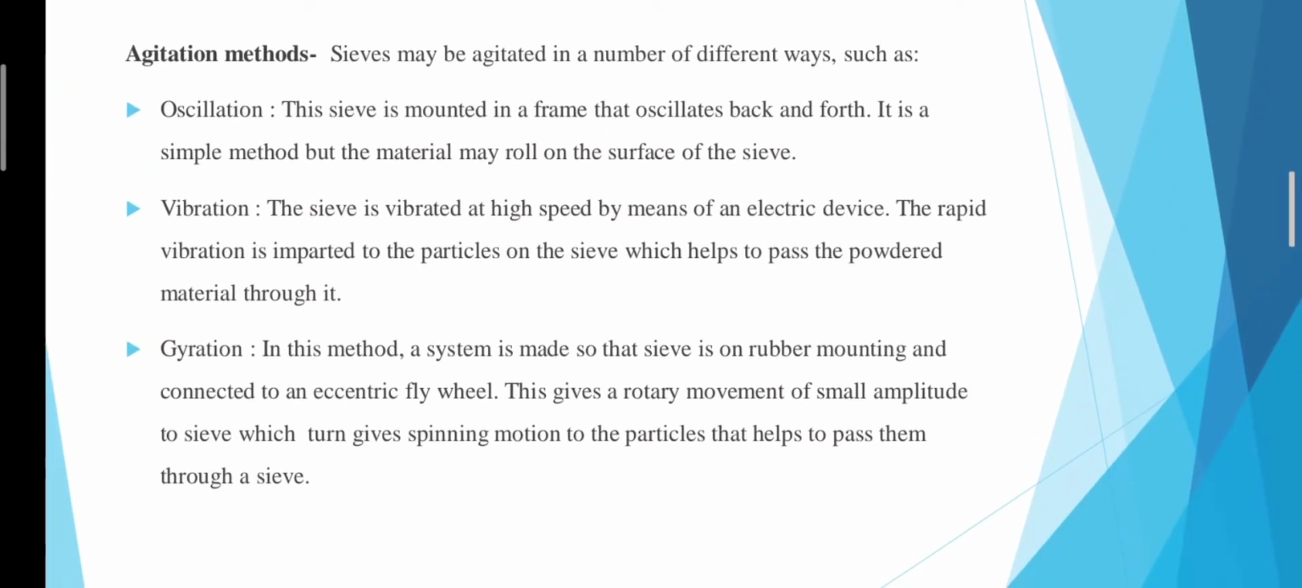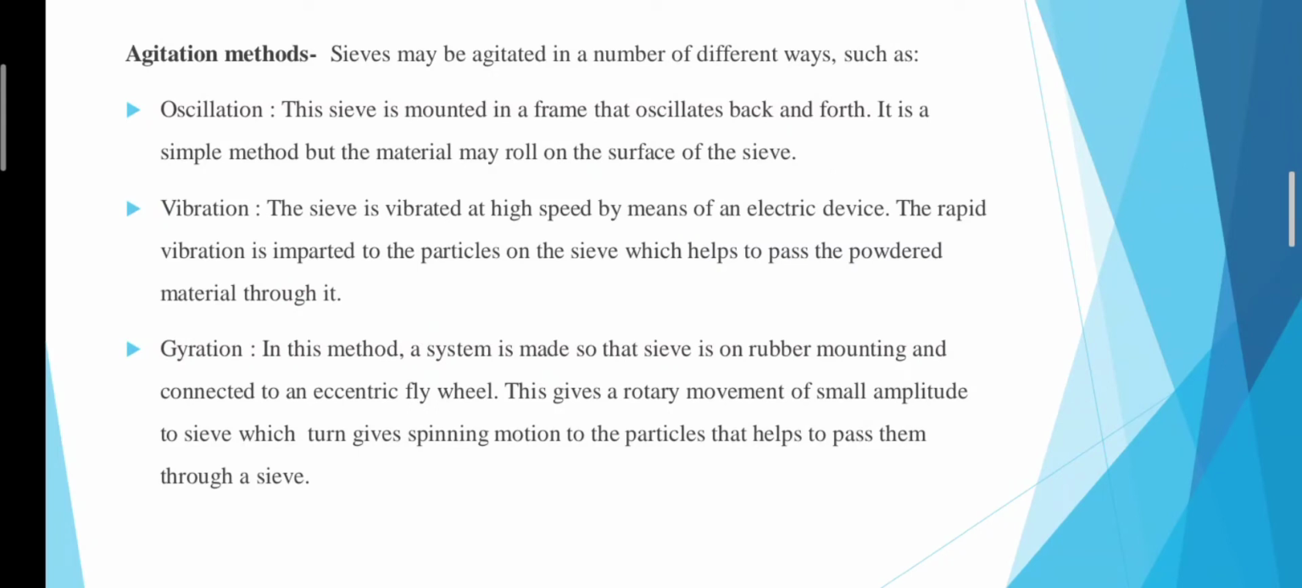Agitation methods. Under agitation, sieves may be agitated in a number of different ways, such as oscillation, vibration, and gyration. Let's see what is oscillation. The sieve is mounted in a frame that oscillates back and forth. It is a simple method, but the material may roll on the surface of the sieve. Oscillation means like a spring, back and forth, and our product is separated out. Vibration means vibrate. The sieve is vibrated at a high speed by means of an electric device. The rapid vibration is imparted to the particles on the sieve, which helps to pass the powder material through it.